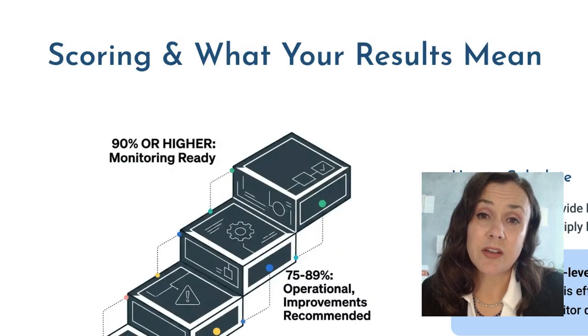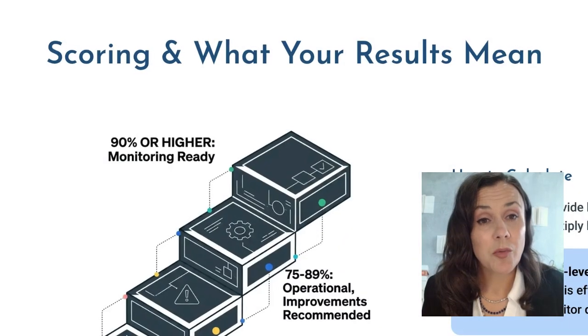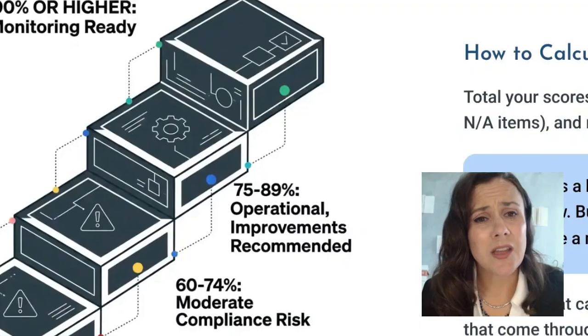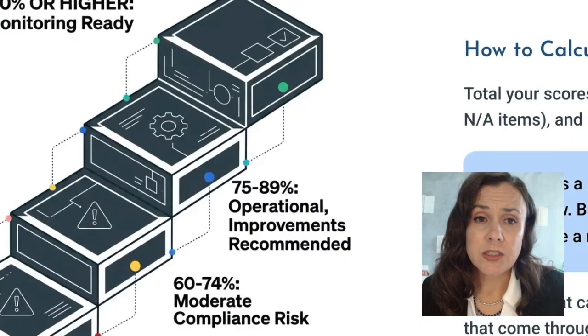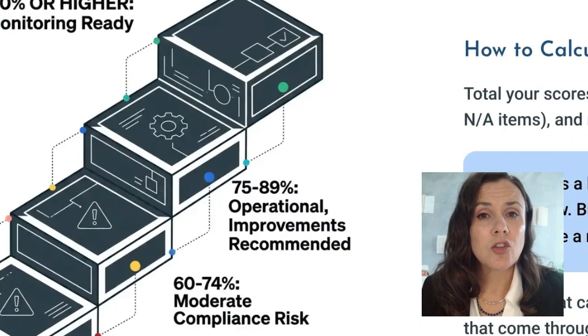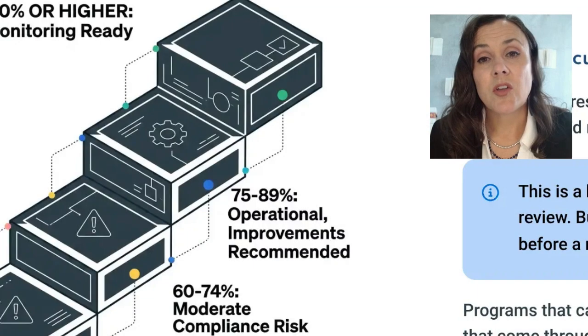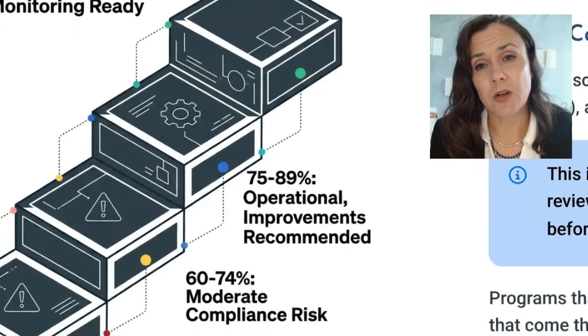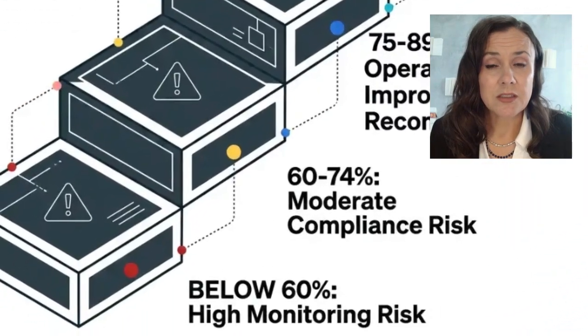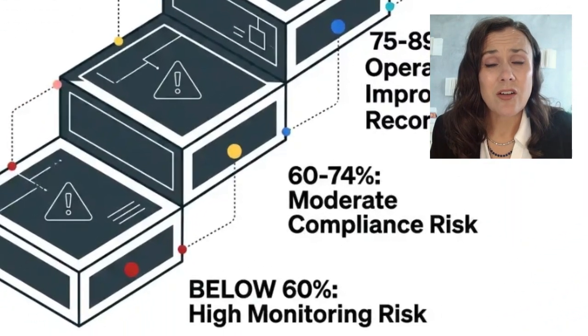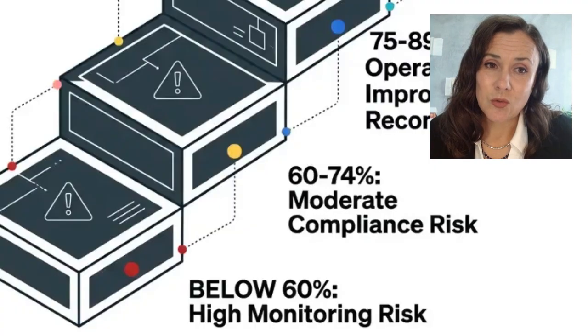If you got a 75 to 89% score, you're operational. You have some improvements that we could recommend, but generally speaking, you're operating just fine. You just need to tighten things up a little bit. If you got a 60 to 74% score, you're a moderate compliance risk. You're in that kind of gray area where you might be able to pass a review as long as they don't ask the wrong questions.